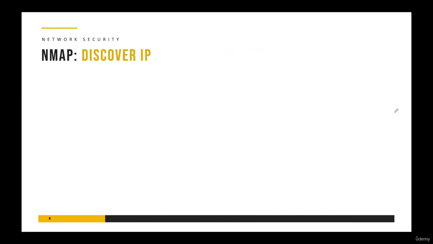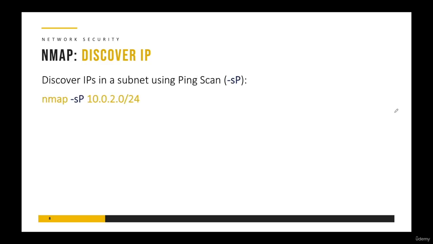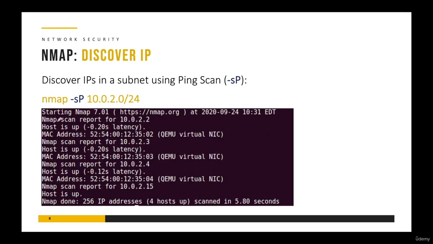So next is discovering IP addresses. Sometimes the attacker is just interested in finding out the identities or the IP addresses of all the systems within a subnet. So for this purpose, a ping scan or a ping sweep could be done. This is done by specifying the flag -sP, which tells Nmap to launch a ping scan or a ping sweep for a range of IP addresses, which in this case is 10.0.2.0/24.